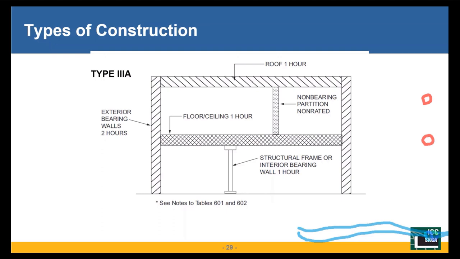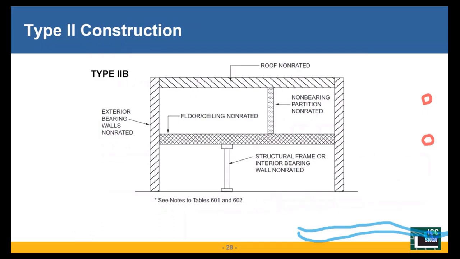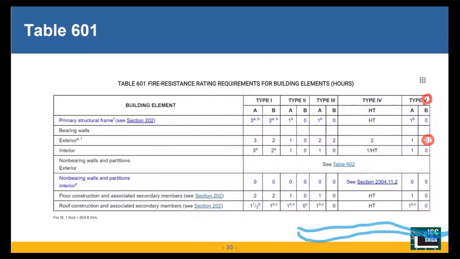And in order to remember, at least type 3B is burn. So you can remember it's type 3B is non-rated. So that's why type 2B is non-rated, burn. The roof is non-rated, and the exterior bearing walls is non-rated, and the floor ceiling is non-rated. Everything else here is non-rated because it's type 2B non-rated. Again, this is the table we discussed. It provides the basic fire resistant rating requirements for all types of construction.